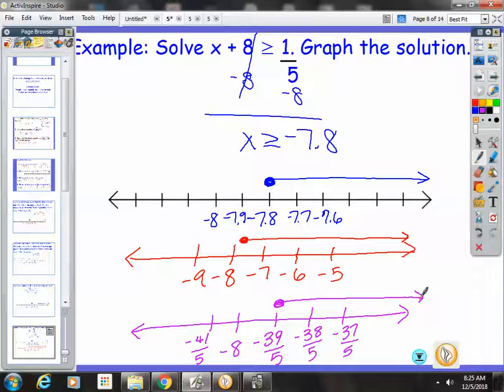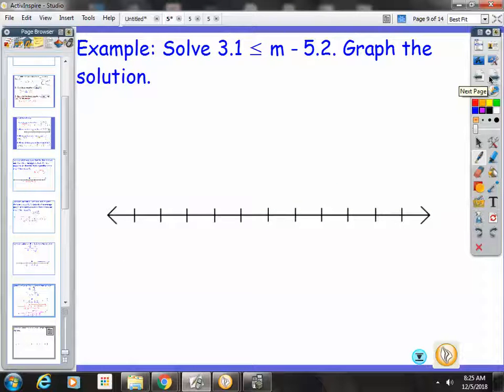Let's try this next one. Solve this. What are we going to do to get m by itself? Add 5.2. Go ahead and add 5.2 to both sides. Now don't go flipping sides or anything. Don't move m to the left. Leave m on the right. So 3.1 plus 5.2 is 8.3.